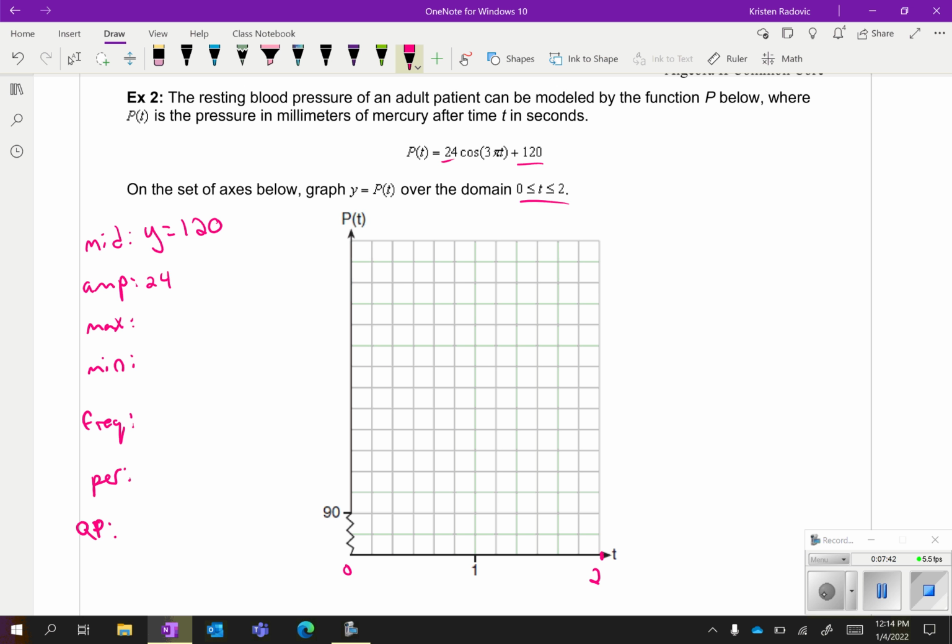So if you're starting at 120 and you are going up by 24 units, we are reaching a maximum of 144. Your minimum, if we are starting at 120 and we go down by 24, we are going down to, I believe that's 96.